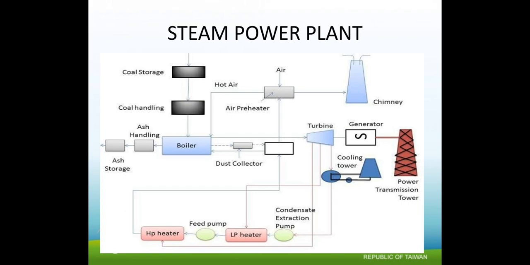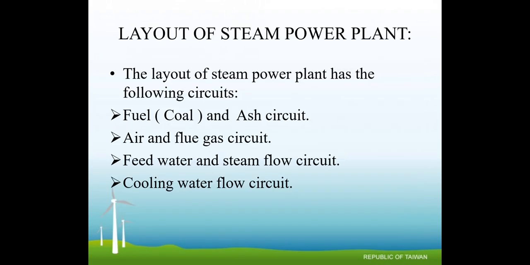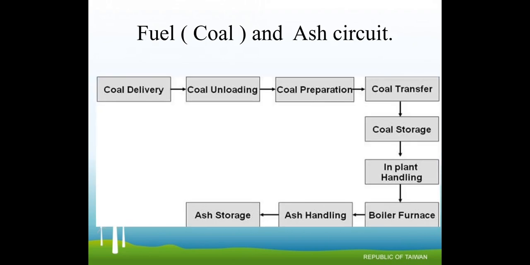First, coal storage and coal handling. The steam power plant is classified into four circuits. We understand the steam power plant in detail through them. First is the fuel, the coal and ash circuit; then the air and flue gas circuit; the feed water and steam flow circuit; and the cooling water flow circuit. If we segregate these four essential circuits, we can better understand the thermal power plant.